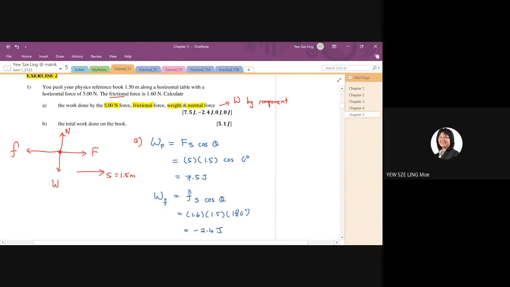So work done kita sekarang dia adalah skala quantity. Okay, dia adalah skala quantity. Jadi bila kita substitute dia punya nilai sahaja. Right.